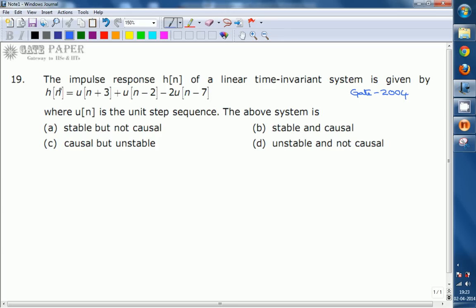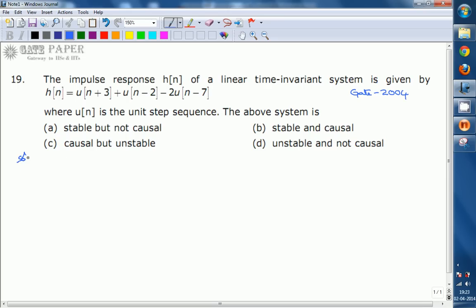So here given that the impulse response h of n of a linear time invariant system is given by h of n equals u of n plus 3 plus u of n minus 2 minus 2 u of n minus 7. Here u of n is nothing but the unit step sequence. Then we need to decide whether the system is stable and causal or not. So finding the solution here.